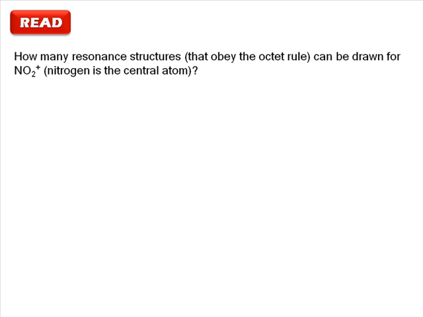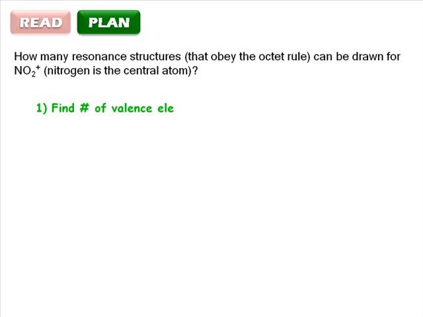Reading this question is fairly straightforward. We simply need to find all the resonance structures for the nitronium ion that obey the octet rule. So a quick plan. First, determine the number of valence electrons the ion has. Then, use those valence electrons to construct resonance structures that follow the octet rule. Finally, determine the formal charges to ensure that the overall charge is correct, and count the number of resonance structures.